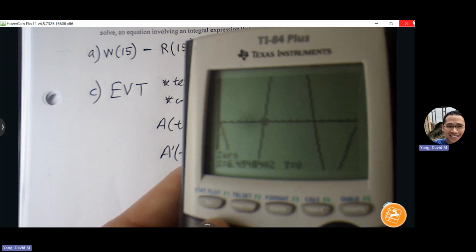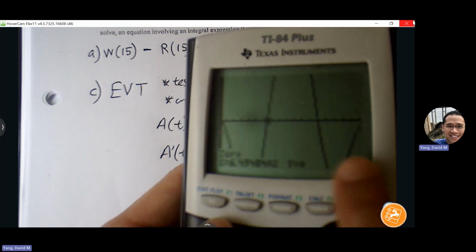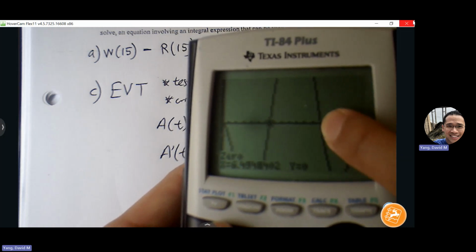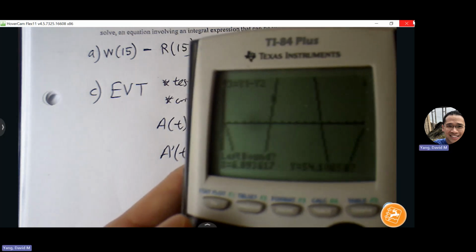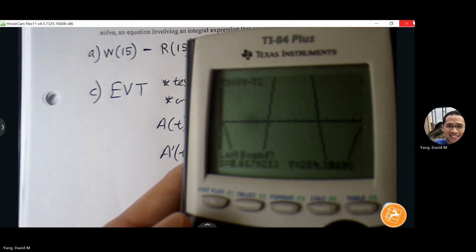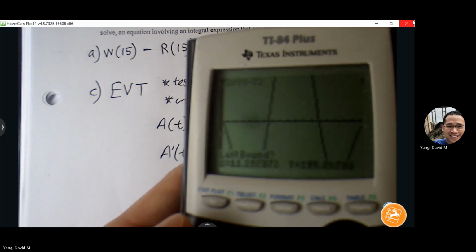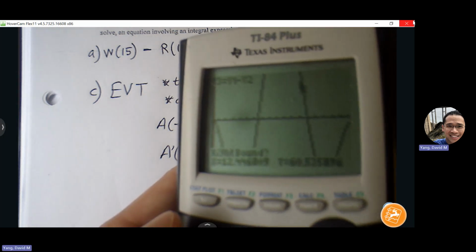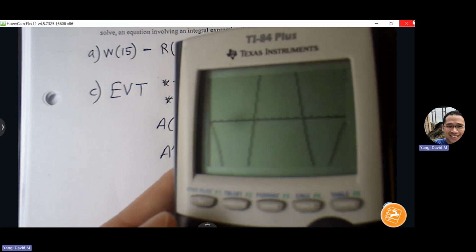Okay, I get 6.49. Oh, actually, there's one more. Let's see if this is within that range as well, because I had 18 all the way up here. So I'll do second trace 0 again, to the left and to the right of the x-intercept. I'll hit enter.